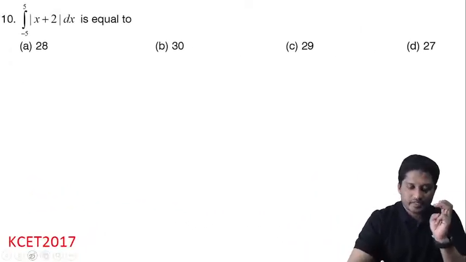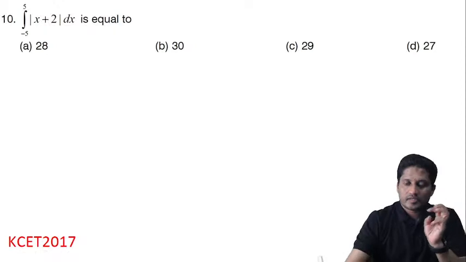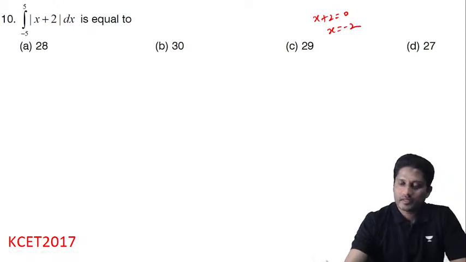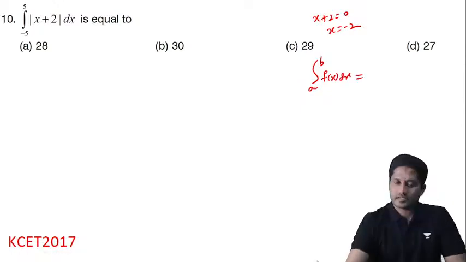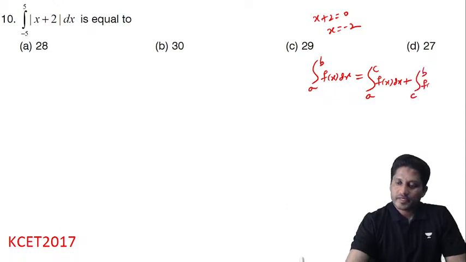Minus 5 to plus 5. I'll equate x plus 2 to 0. You will get x is equal to minus 2. Definite integral property: when you have a to b f(x), this can be written as a to c f(x) plus c to b f(x). A to b can be written as a to c, c to b, and c lies between lower limit and upper limit.